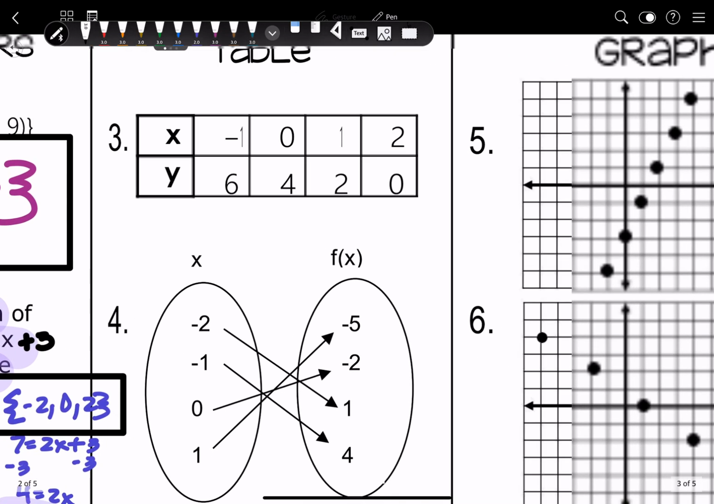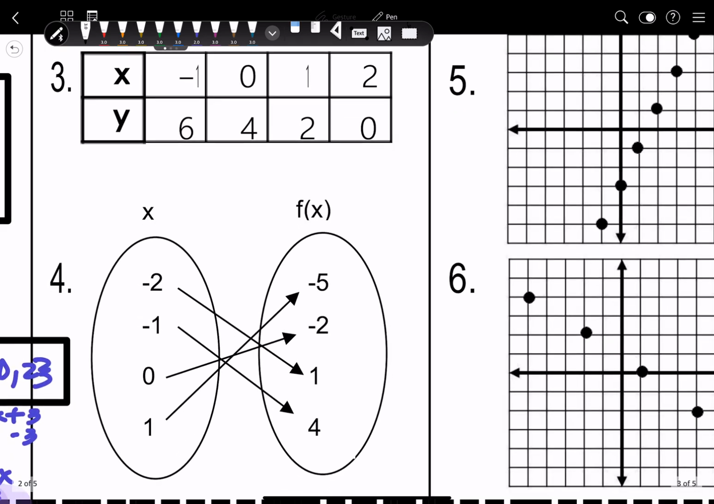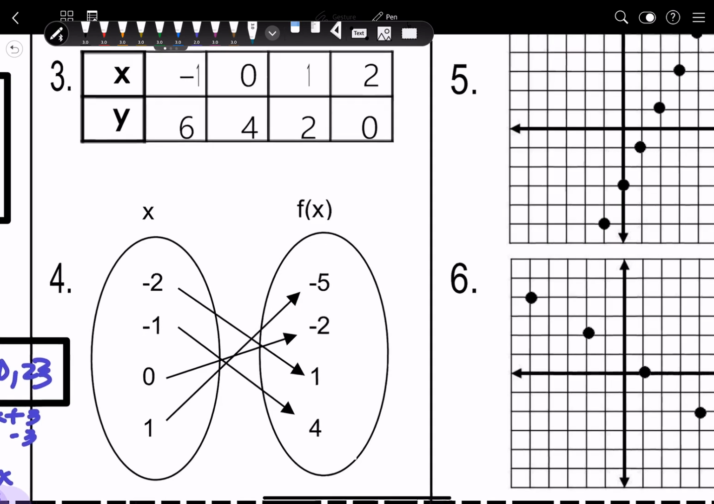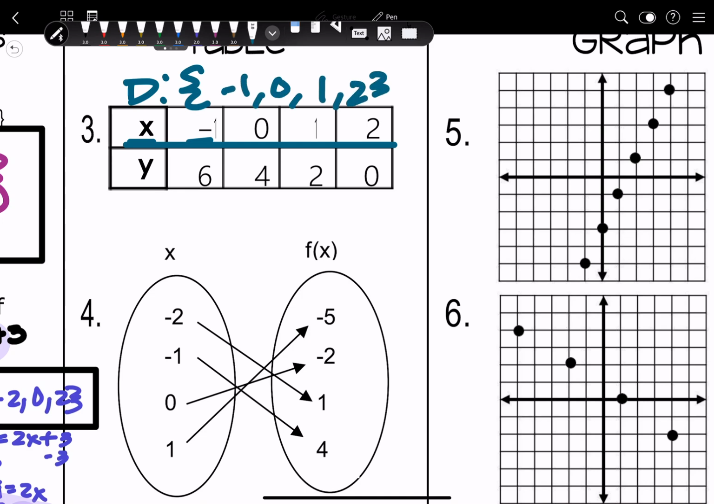All right, so now sometimes you're either going to get it as a table or as a mapping. Now, you guys have seen the mappings when you were in 8th grade. When you're looking at the domain, again, same thing, least to greatest and only your x values. So in this case, it's already in least to greatest order and there are no repeats. So you can easily just do your curly bracket, negative 1, 0, 1, 2. You're done, son. That's how easy that one was.